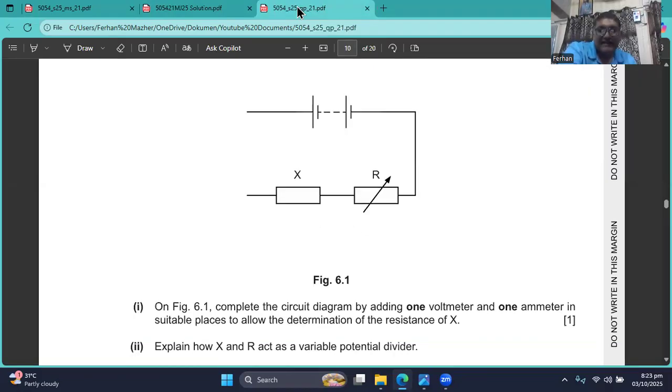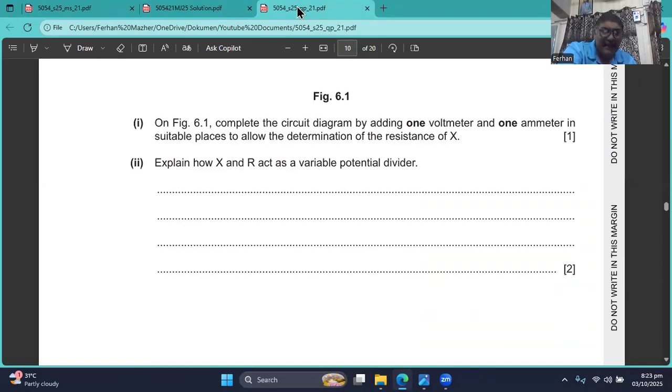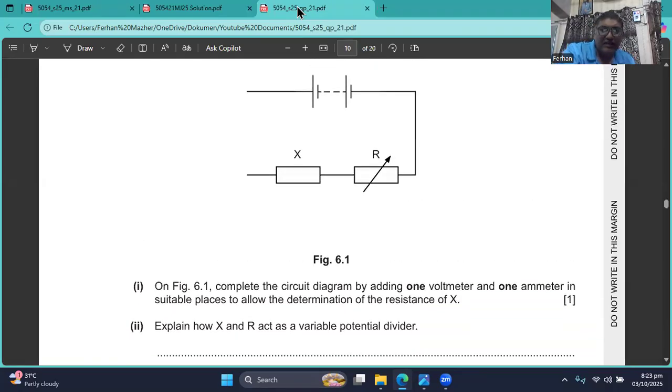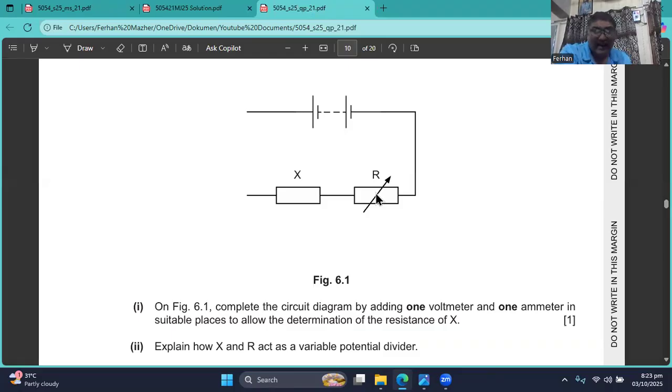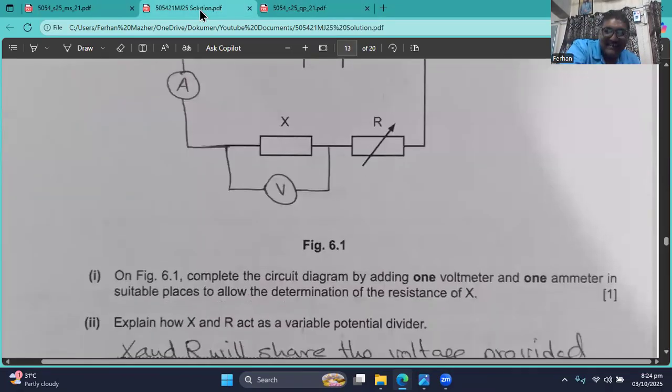He says, explain how X and R act as a variable potential divider. Because you have connected X and R in series with each other, some of the voltage provided by the battery's EMF will drop here, and the rest of the voltage will drop here. So if you take connections from here, you will get a voltage which will be less than the voltage of the battery. So this circuit can be used to divide the voltage. That's the potential divider.